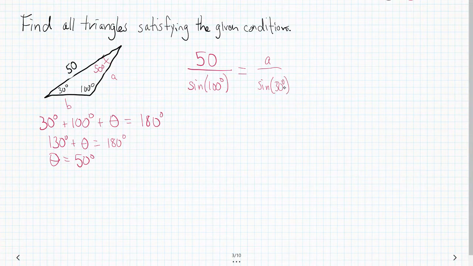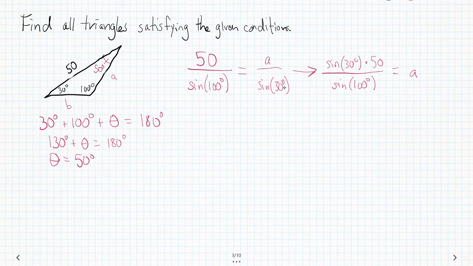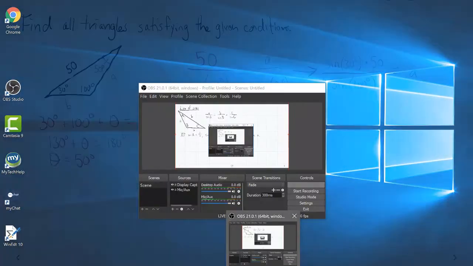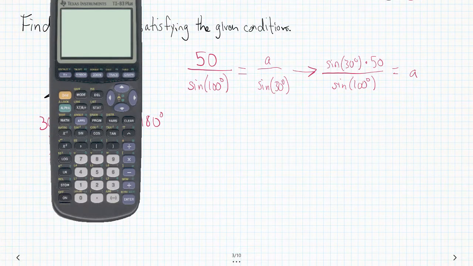Okay. So now, moving forward from here, what do we get? Well, you multiply both sides by sine of 30 degrees, so you get sine of 30 degrees times the 50 all over the sine of 100 degrees. And that should equal A. So at the end of the day, we're going to need a calculator for this one. So I'll pull out a calculator if I can find it here. There we go. So we want sine of 30 degrees and all that stuff.